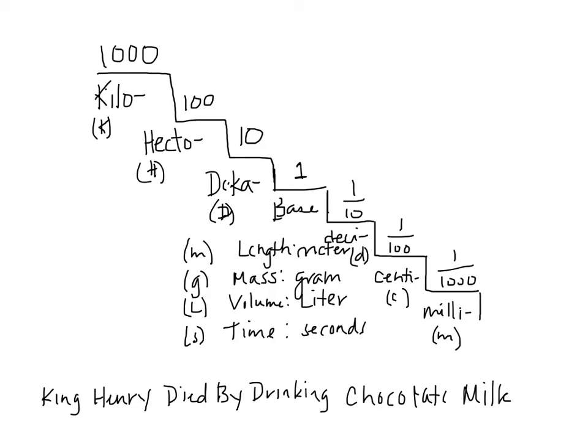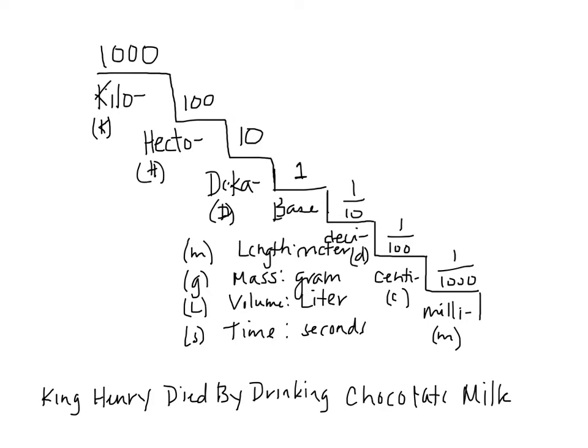Alright, these abbreviations on the prefixes cannot show up alone. They have to be attached to a base abbreviation. Alright? Only the base units, M, G, L, S, can be on their own. Alright?